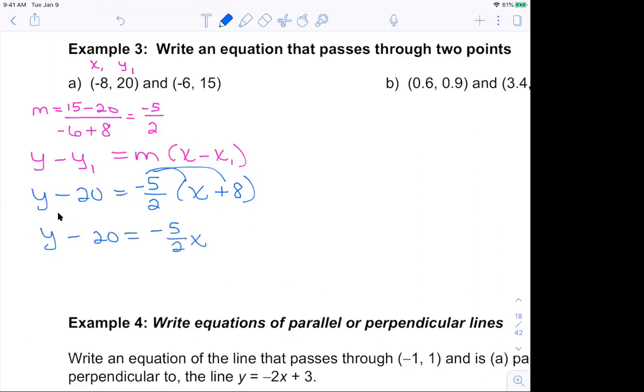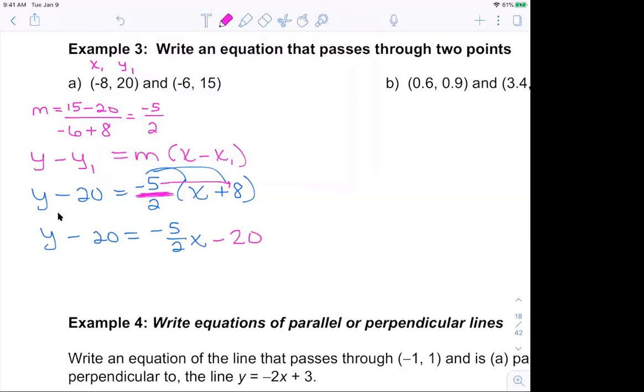Remember, when you multiply fractions, you're multiplying the top. So I'm doing negative 5 times 8. You divide by the denominator. A fraction bar is really a division sign. So I divide by 2 in this problem. So negative 5 times 8 is negative 40. Divided by 2 makes negative 20.